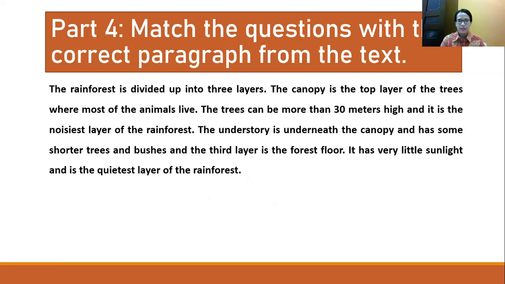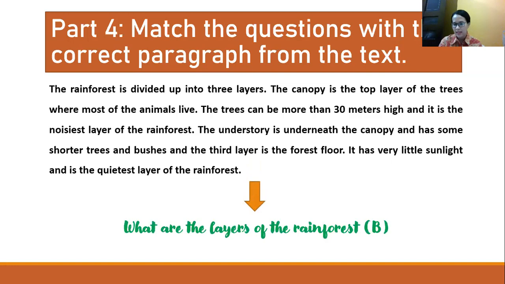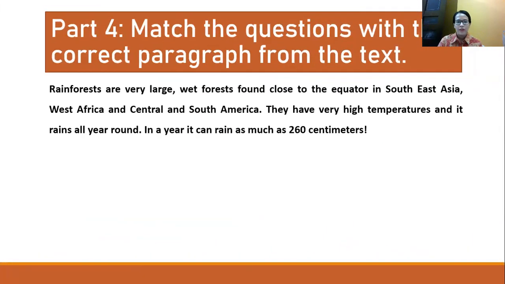Next paragraph. The rainforest is divided up into 3 layers. Okay, this is the easiest one. So it is talking about layers. So it's referring to what the layers of the rainforest are. Remember, on the top is canopy, second one is understory, and the last one is forest floor, the quietest layer. Rainforests are very large, wet forests found close to the equator in Southeast Asia. Okay, talking about location, right? So referring also to the definition of rainforest itself.